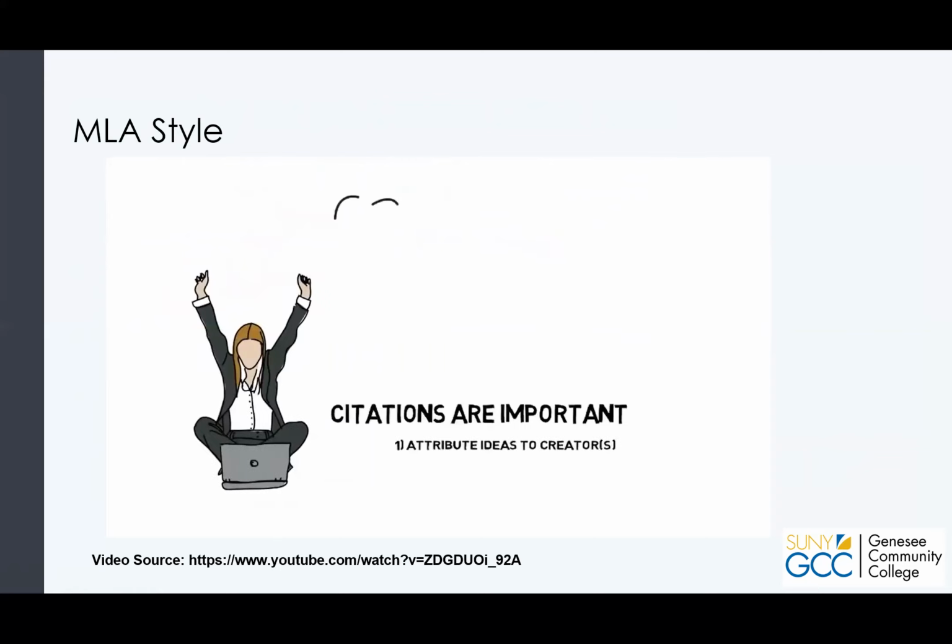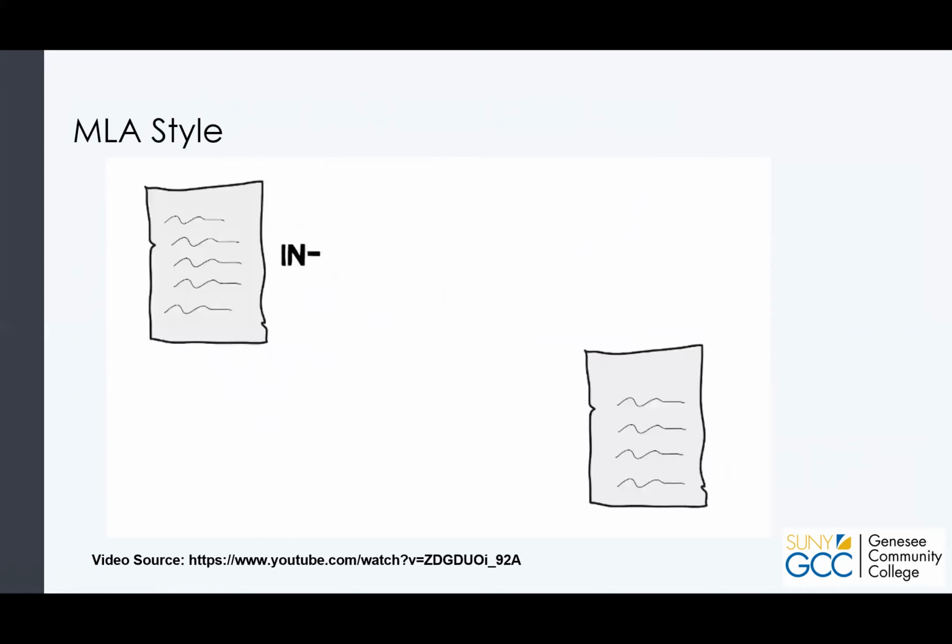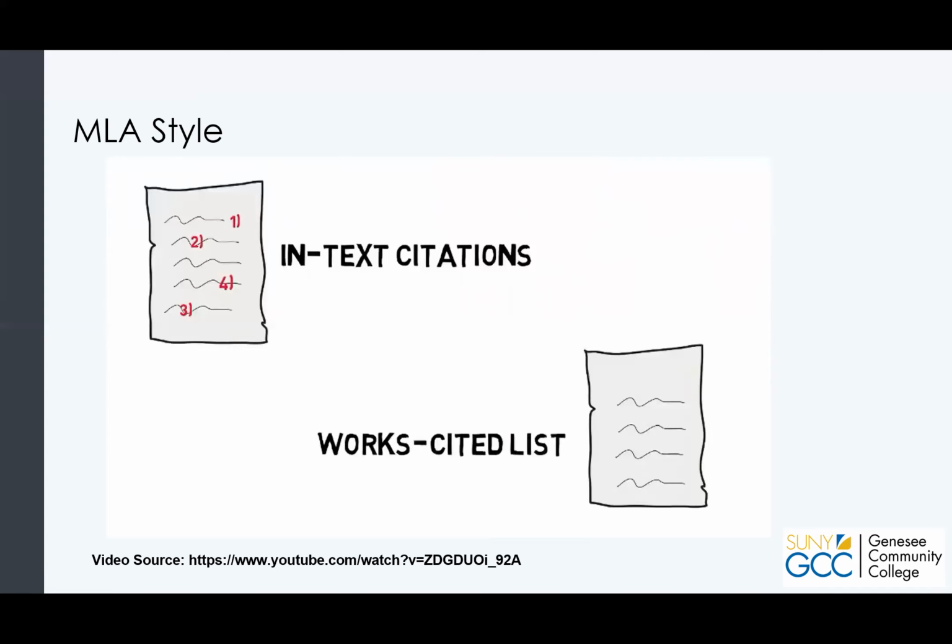Citations are important because they ensure that you are properly attributing ideas to their creators. Citations also allow other people to access and evaluate the sources that you have consulted in your assignment. It is important to include both in-text citations as well as a works cited list. First, we will focus on how to create a works cited list, which will be at the end of your assignment.